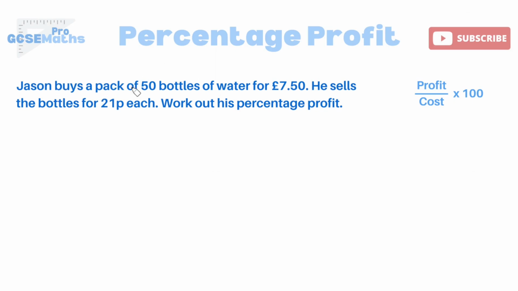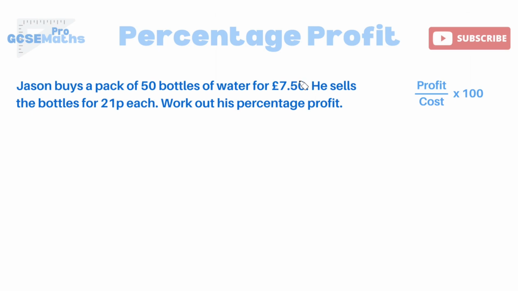So here we've got Jason buys a pack of 50 bottles of water for $7.50. He sells the bottles for 21p each, work out his percentage profit. So we do also need to work out a little bit more, because he's given us 50 bottles as a total $7.50, but then he's told us individually they sell for 21p. So there's a little bit more work we need to do in this case.